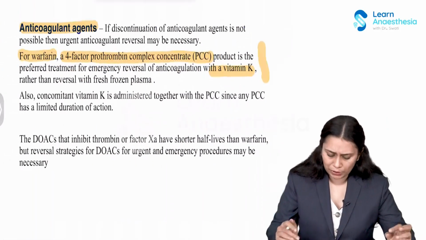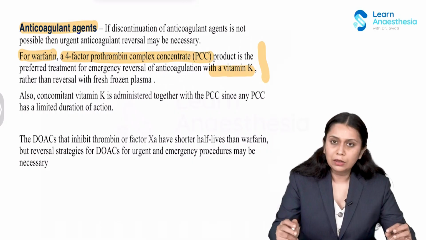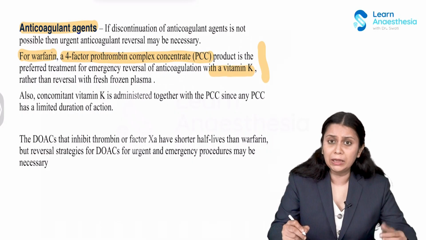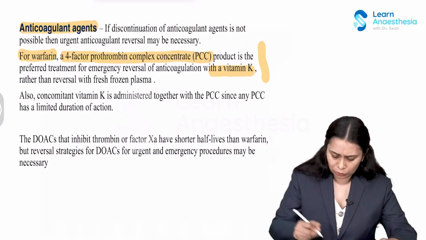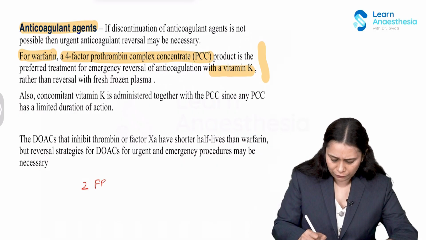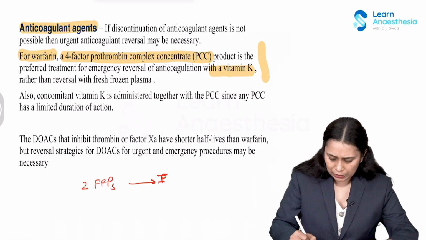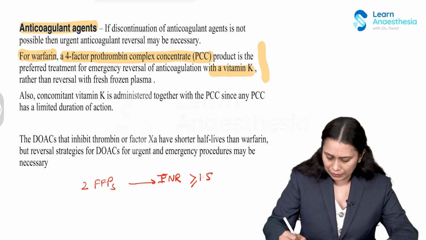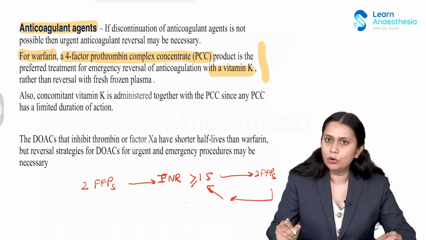Many times prothrombin complex concentrate is not available, right? FFP is what we have to rely on. So as I told, we give 2 units of FFPs. We get an INR done. If the INR is more than 1.5, we again give 2 FFPs. We again get the INR done. If the INR is still more than or equal to 1.5, we again repeat 2 FFPs.